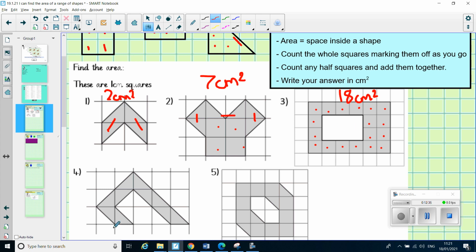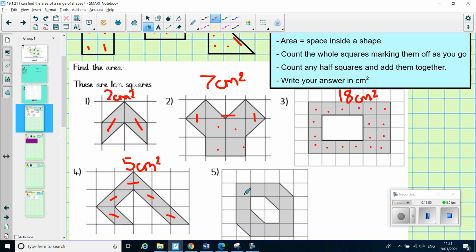Okay, question 4, possibly the trickiest one on here. Again, I've got no whole squares, so I'm just going to be counting in halves. So I've got 1, 2, 3, 4, 5. 5 centimetres squared. So I've got 10 half squares there.